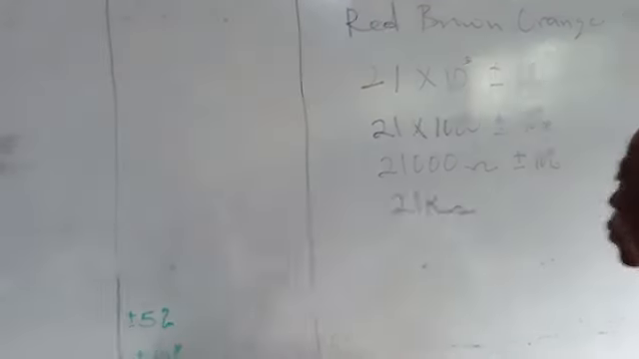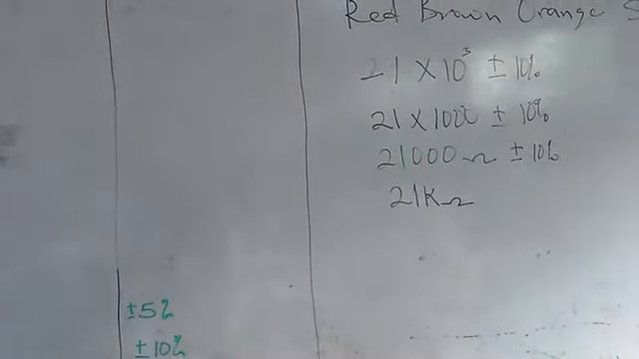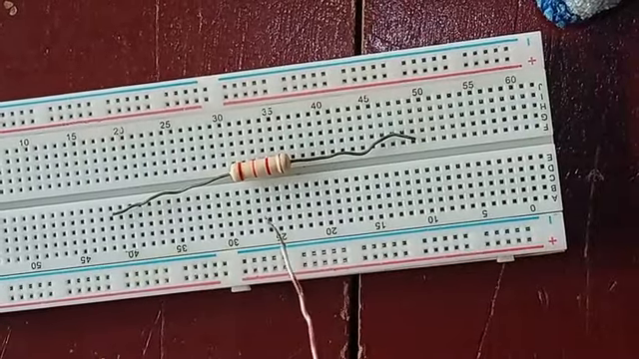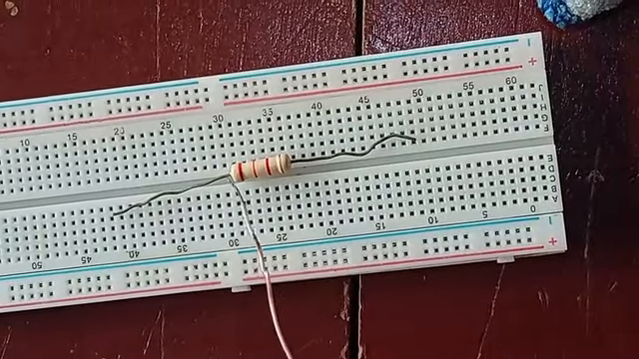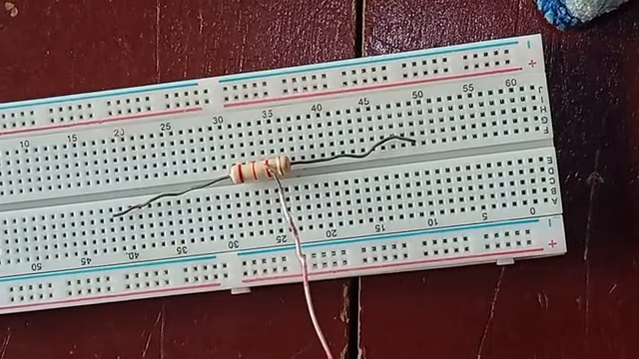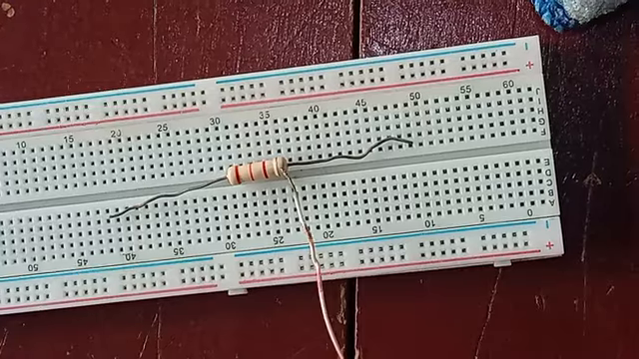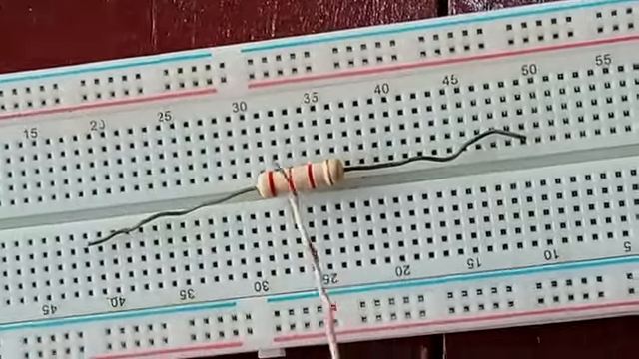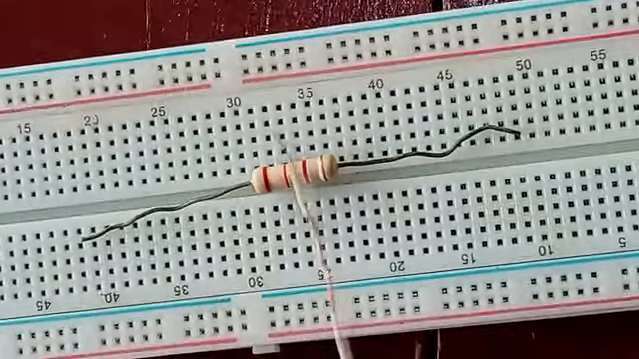Let's take another example so that from there we'll now talk about the tolerance. Let's look at this resistor now. You can see that we have orange, orange, red, and gold here. Let's go and calculate the resistance value of this resistor now. Now let's go to the board and calculate this resistor.